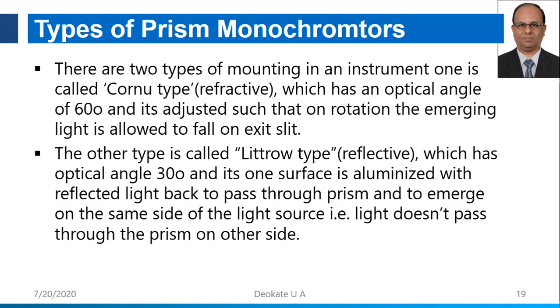There are two types of mounting in an instrument. One is called the Cornu type, that is refractive. This Cornu is a refractive prism, whereas Littrow is a reflective prism. What is the difference between refractive and reflective? Reflection happens on the same surface, and refraction happens when light passes through the medium. A change in the path of the light is refraction.